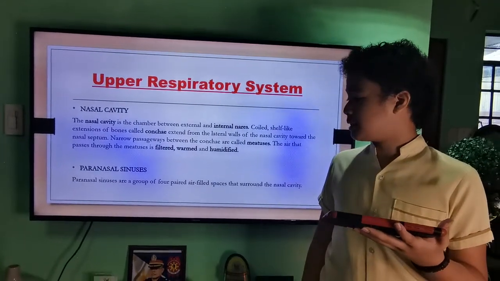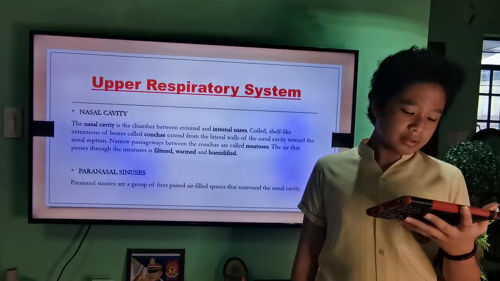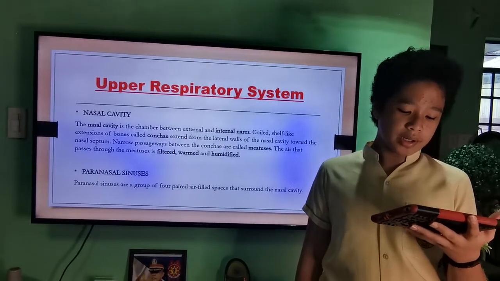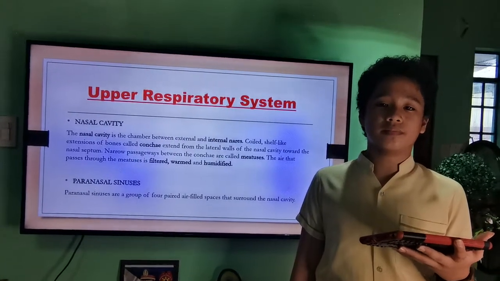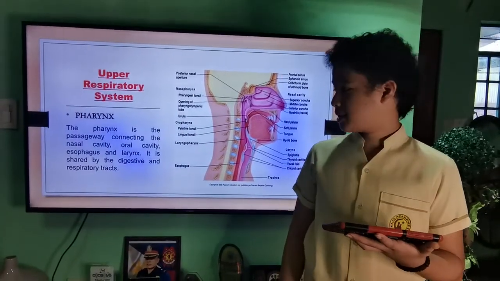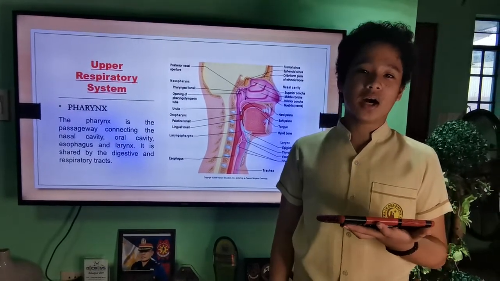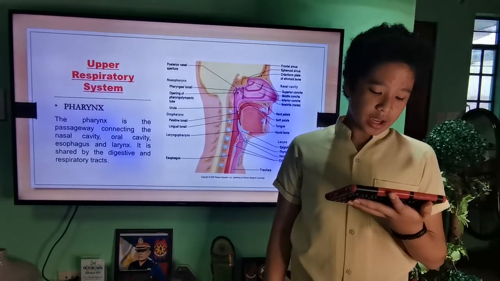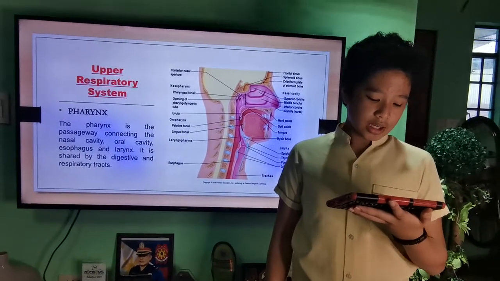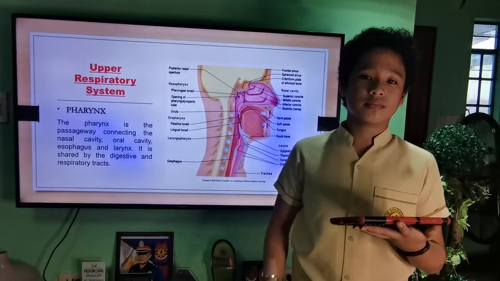Paranasal sinuses. Paranasal sinuses are a group of four paired air-filled spaces that surround the nasal cavity. Pharynx. The pharynx is the passageway connecting the nasal cavity, oral cavity, esophagus, and larynx. It is shared by the digestive and respiratory tracts.